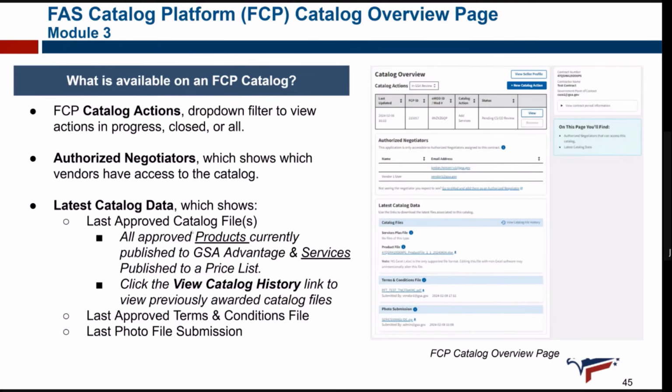And then your latest catalog data. So the last section here is the latest catalog data information. This has your catalog file. So it'll show your most recent product file. It'll show your most recent Services Plus file. It'll show the most updated terms and conditions file. And it will also show the most updated photo submission, okay?